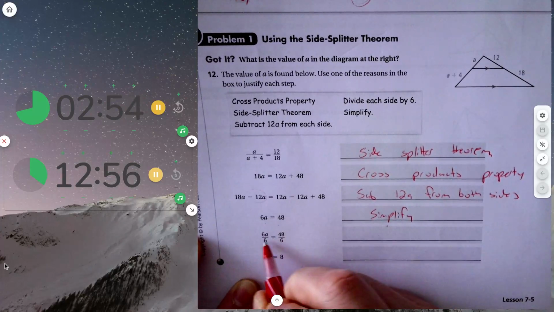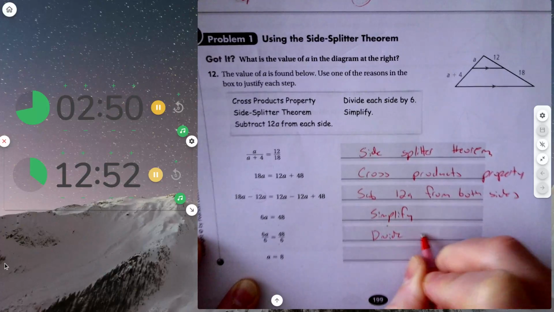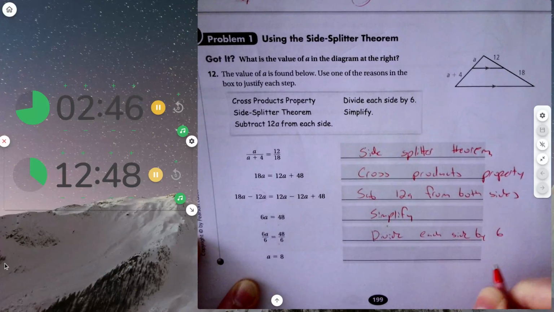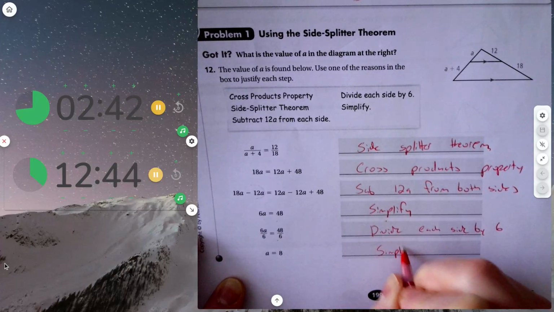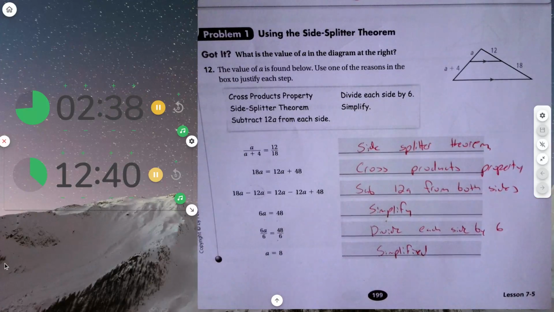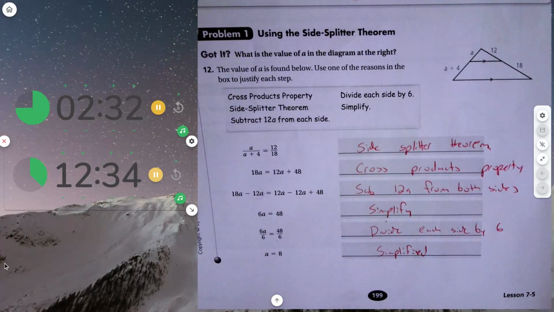Then we divided each side by 6, and then we simplified again. And what we just did here was we justified, which is kind of what a proof is.